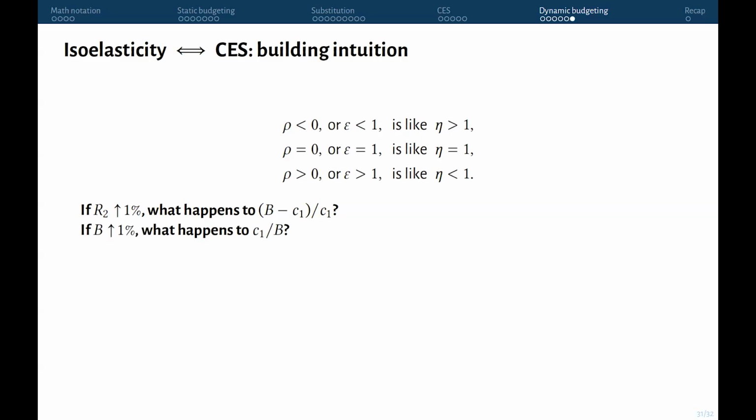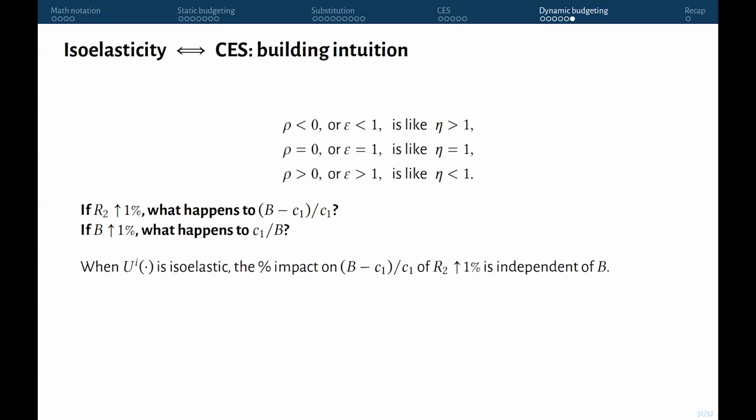And here's an easy one. If your budget gets 1% bigger, what happens to the fraction of your budget that you consume in period 1? That's unchanged, right? Great. Because this is a case of CES, which is a case of homotheticity. And the answer to this question is going to be independent of B for the same reason. Even though it took us a while to figure out what the answer was. Doesn't matter what budget you're at because of homotheticity.